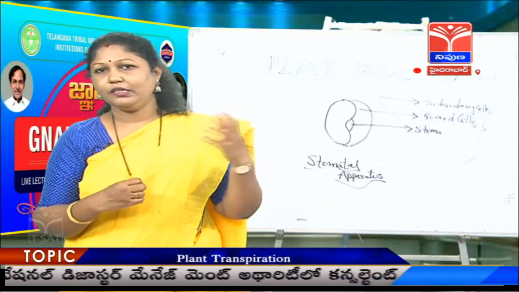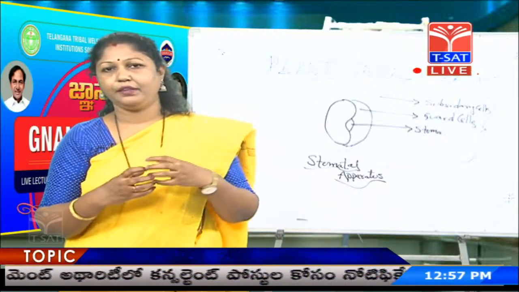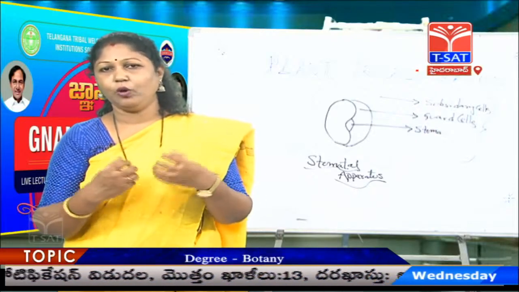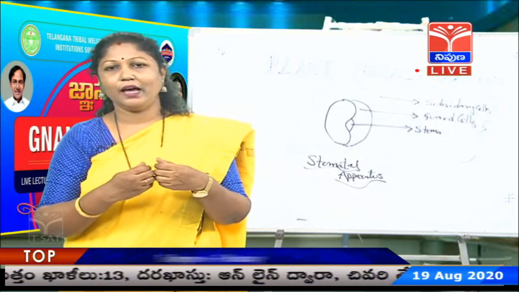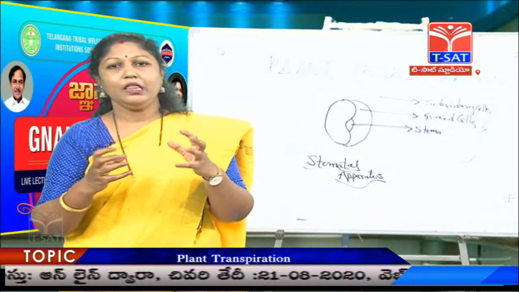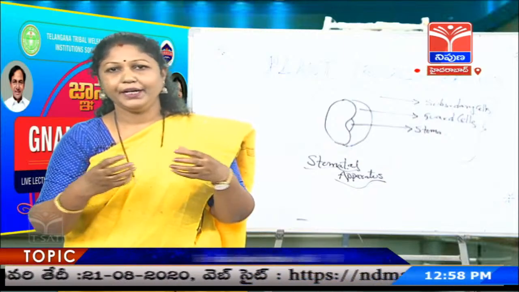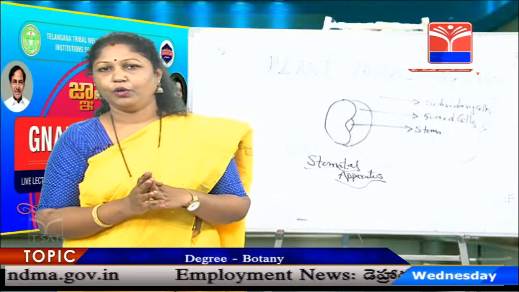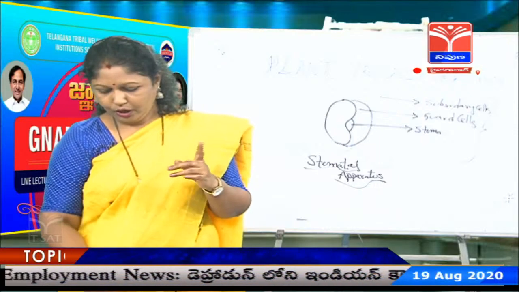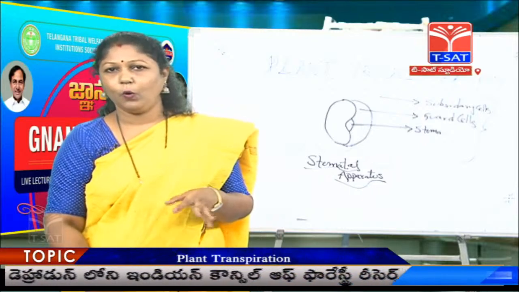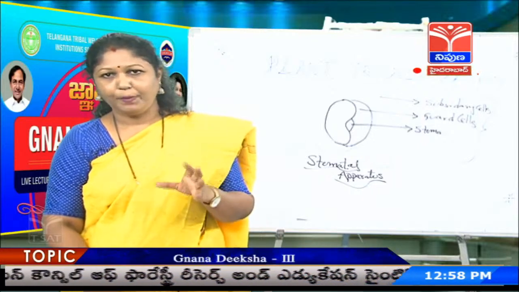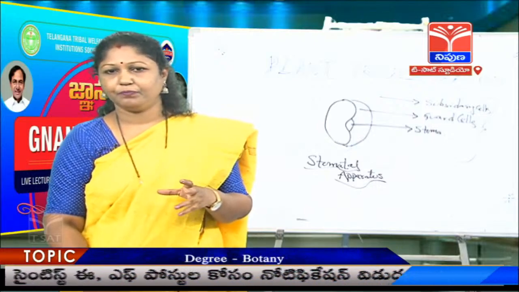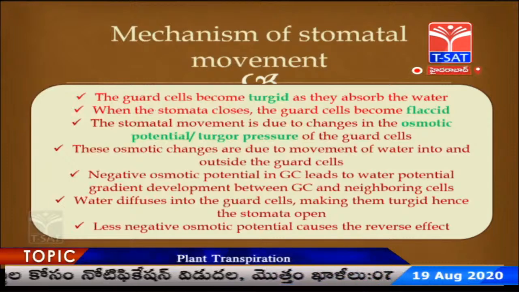Since the outer walls of guard cells are quite thin, they bulge outward, pulling the inner wall. The inner walls of the guard cells, being thick and non-elastic, exert a kind of pressure leading to opening of the stomata, and the reverse occurs when photosynthesis goes down. So, photosynthesis is related to stomatal opening and closing, and the opening and closing of the stomata is governed by guard cells. That is what we have put on this slide also.